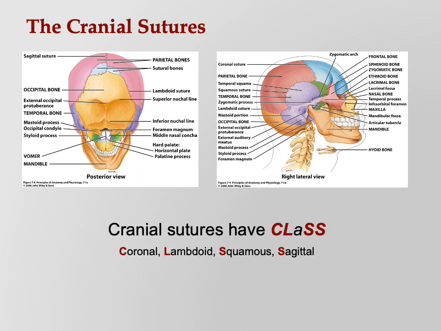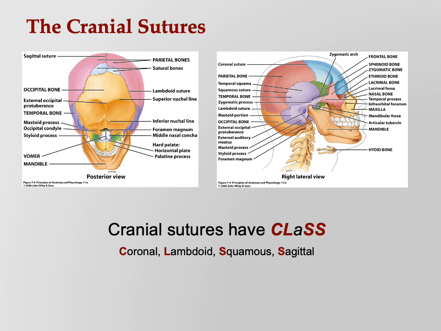So there are four main cranial sutures, and to remember, you can remember that the cranial sutures have class, C-L-S-S. The sutures are the coronal, the lambdoid, the squamous, and the sagittal. So looking on the left-hand view, you can see there the lambdoid suture. It's where the occipital bone comes together with the two parietal bones.